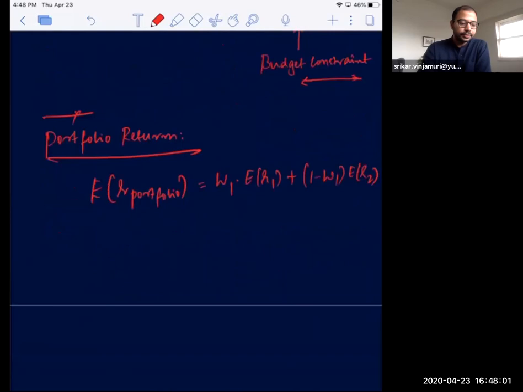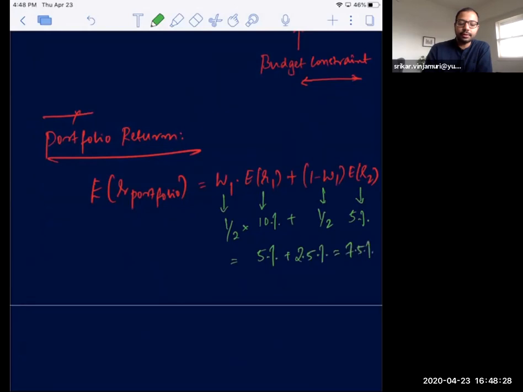In a simple sense, if the expected return on the first asset is 10%, and the expected return on the second asset is 5%, and I choose a weight of half on the first asset, so I take half my money and put it in asset 1, and the other half is put on asset 2. On average, I would get 5% return from here, and I would get 2.5% return from here. So on average, my portfolio will return 7.5%. The expected return on the portfolio then would be about 7.5%. Make sense?